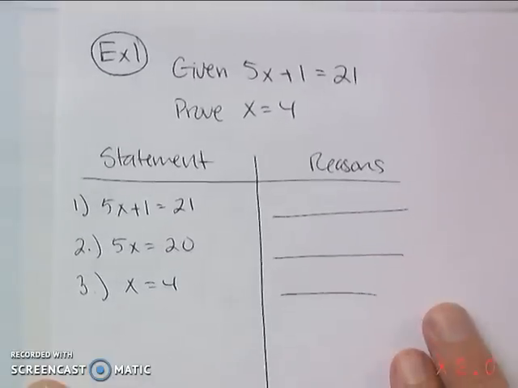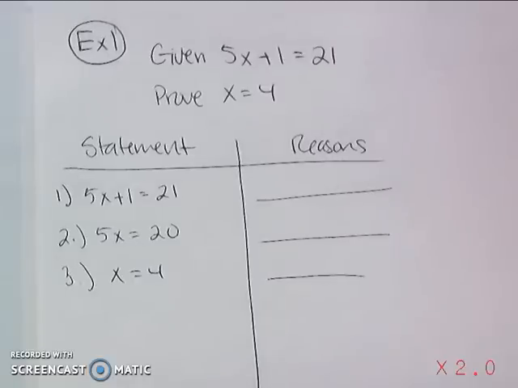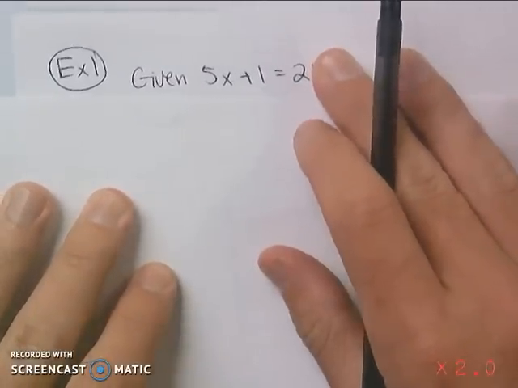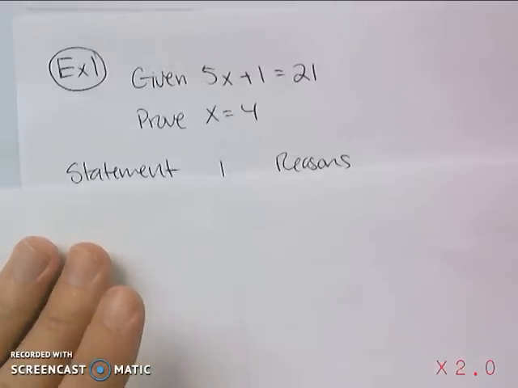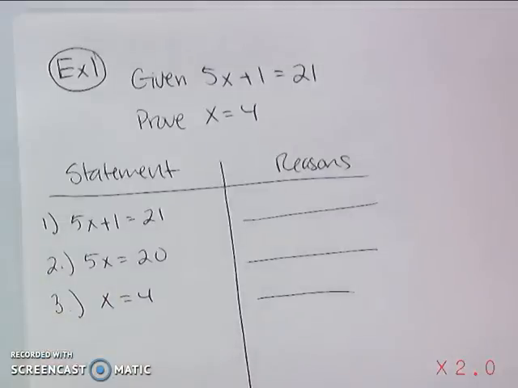Okay, so let's go ahead and write this down. Example 1, given 5x plus 1 equals 21, prove x equals 4. So normally in algebra class, we'd go ahead and just say, alright, all you have to do is this problem right here, and once you get to the solution, you're good. Okay, in geometry, we're actually giving you the answer, x does equal 4, but now I want you to show me how you know that.